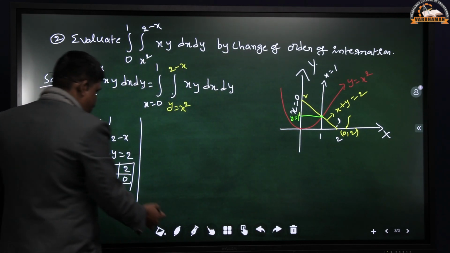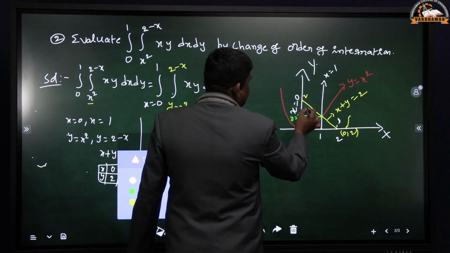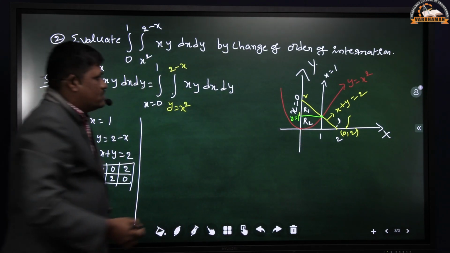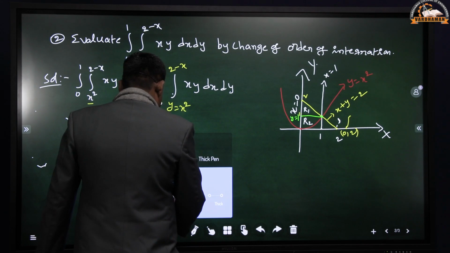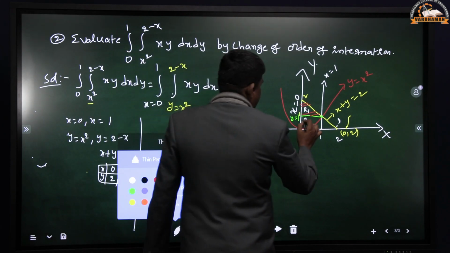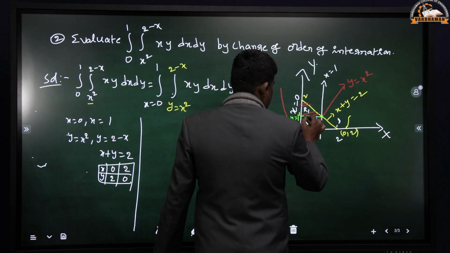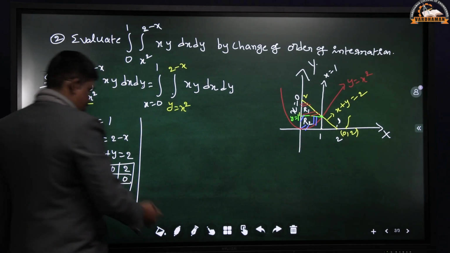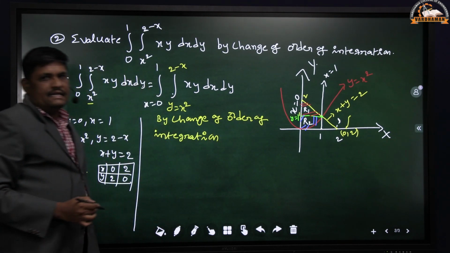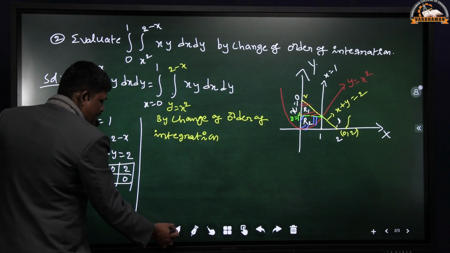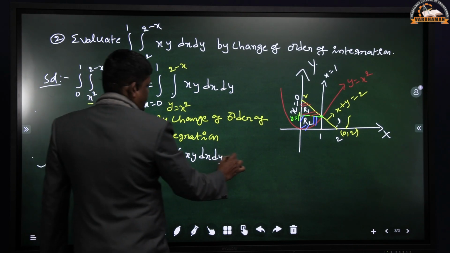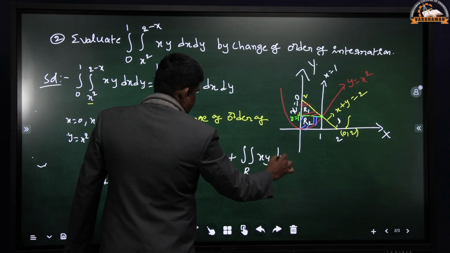Here we have two regions, namely R1 and R2. You have to find the region of these, like this, and another one like this. So by change of order of integration, the given region is split into two regions, namely double integral over R1 of xy dx dy plus double integral over R2 of xy dx dy.